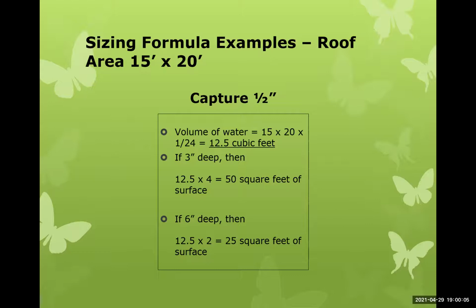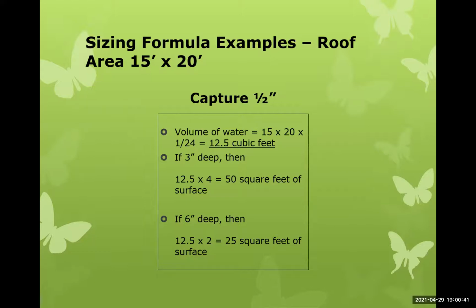that comes off a 300 square foot roof in a half-inch rain. So if our rain garden is going to be 3 inches deep, then we need to take that 3 inches, which is a quarter of a foot, and divide the number of cubic feet of water coming off by it, to give you 50 square feet of surface. So off a 300 square foot roof, to capture a half-inch of rain in a rain garden that's 3 inches deep, you need a 50 square foot rain garden.